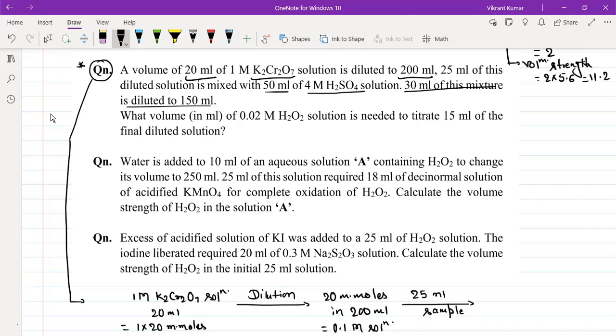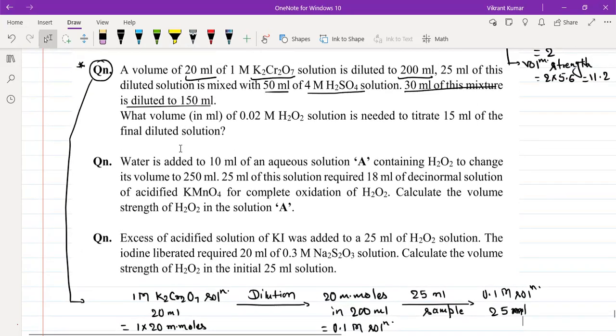What will not change? Concentration. Concentration will not change, na? So that's why we'll say still it is 0.1 M solution, but its volume is 25 mL. Is it okay? After that, it says that it is being mixed with 50 mL of 4M H2O2 solution.